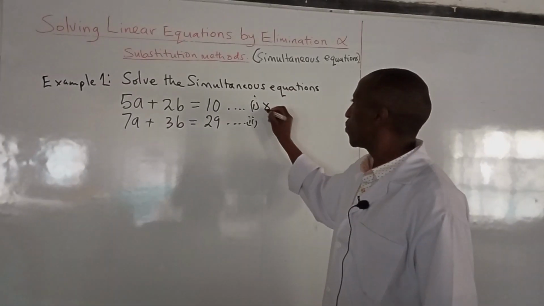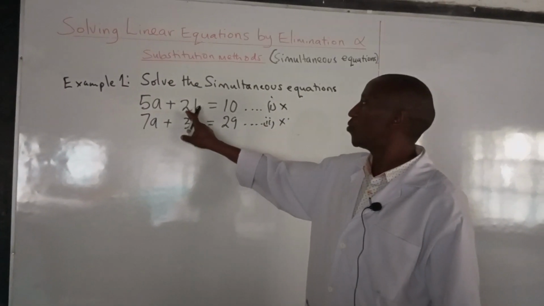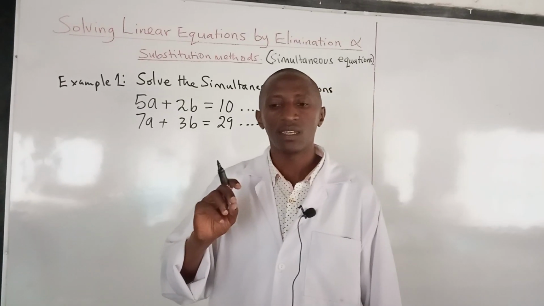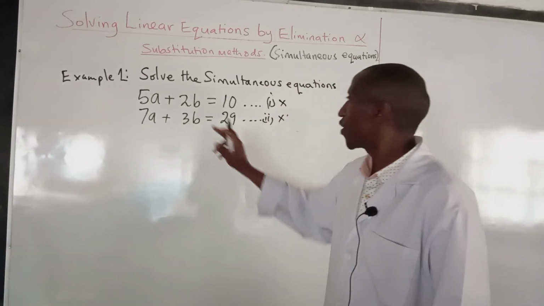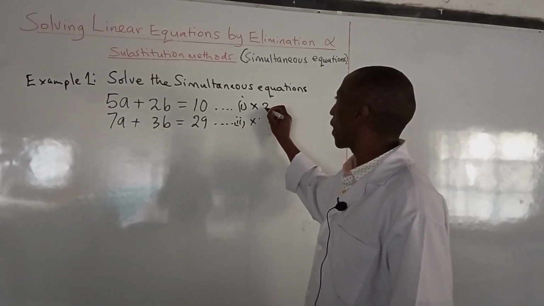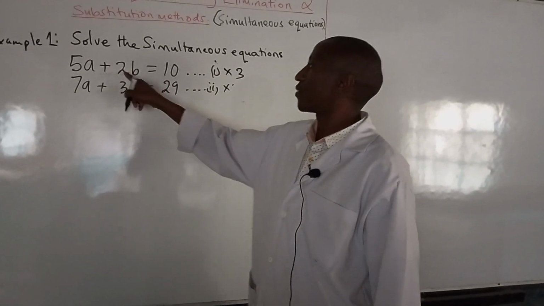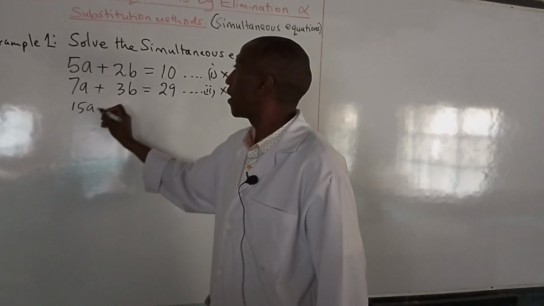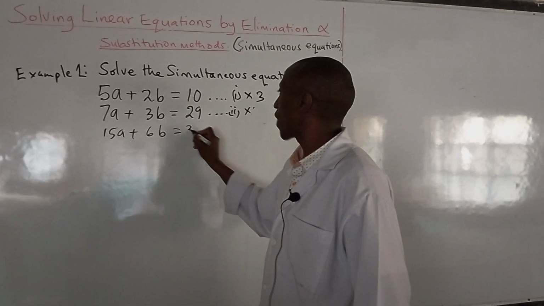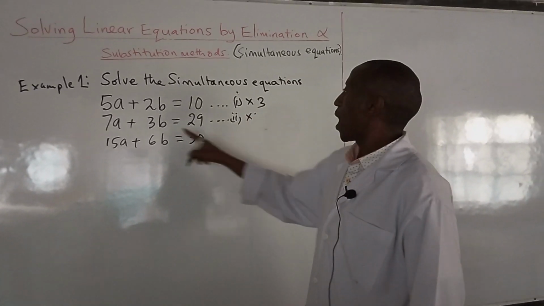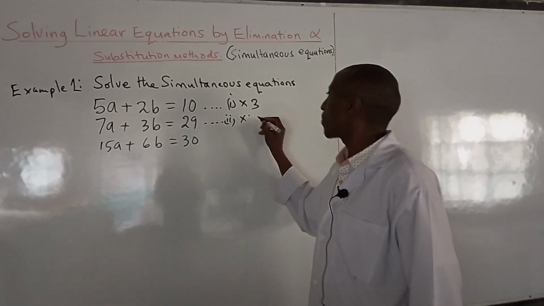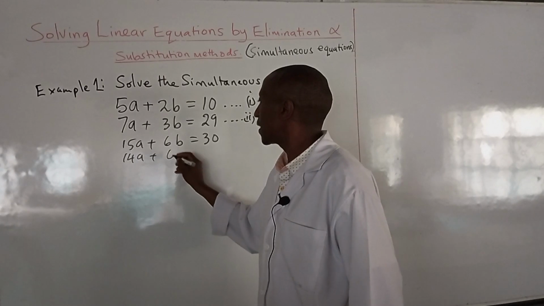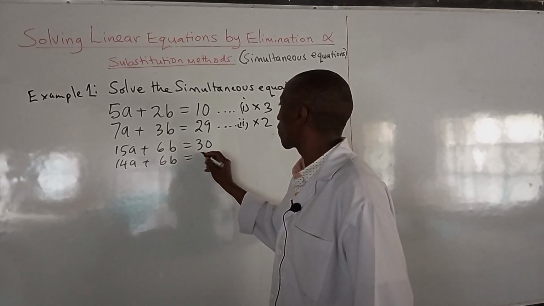So viewers, what do we need to multiply 2 and 3 by to make the same number? More or less the same multiplier. So if I multiply by 3, I'll get a 6 here. That means the whole equation becomes, times 3, 15a plus 6b is equal to 30. I need to create a 6b here. So I multiply equation 2 by 2. That gives me 14a plus 6b is equal to 58.